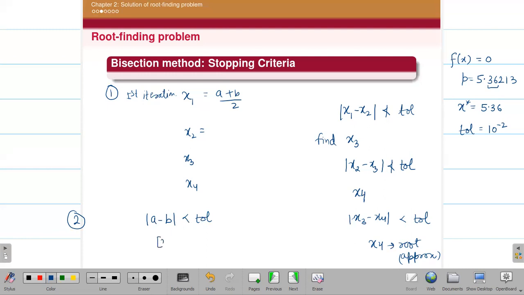Suppose I am taking x1 and b, then you find the difference x1 minus b. If it is less than your tolerance, then you find the difference of the endpoints of the interval that you are getting of the opposite sign. So this way also you can find the root. So these are the stopping criteria, and the tolerance will be given to you. So this is the given tolerance.